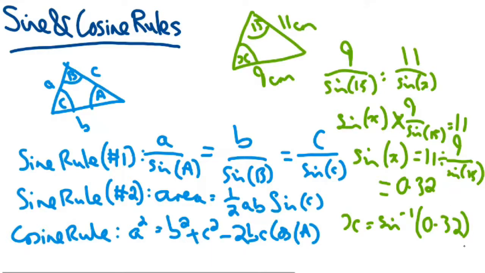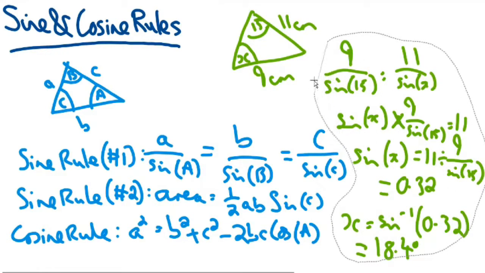Do try to keep as many of the decimals on your calculator as possible. It will just make your answer more precise. But from this, doing that inverse sine in the calculator, you'll get an angle of approximately 18.4 degrees, if we're doing it to 3 significant figures, or 1 decimal place. Okay, well, if that's the first sine rule, let's try the second.